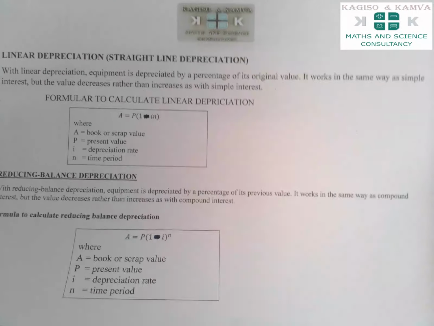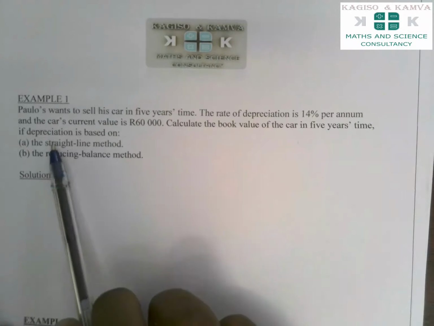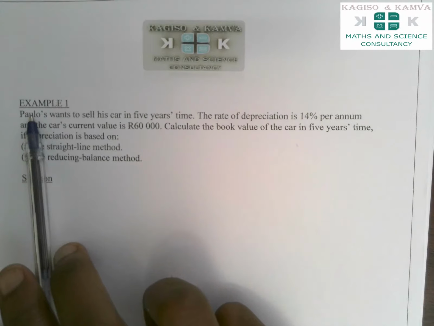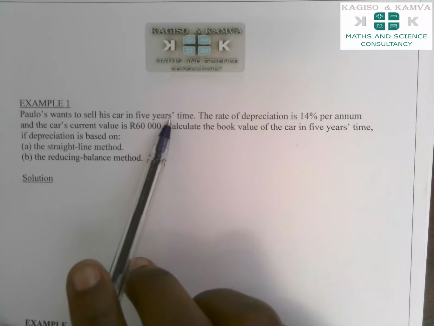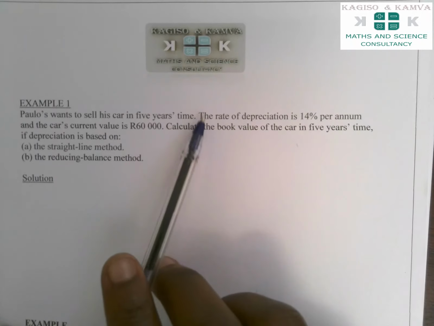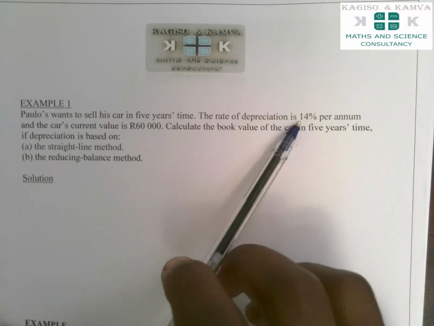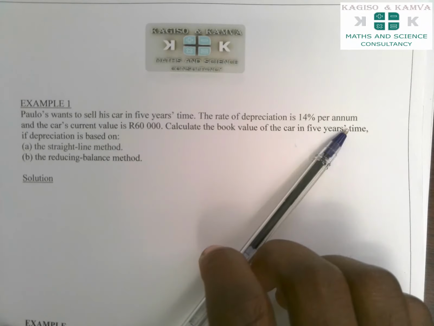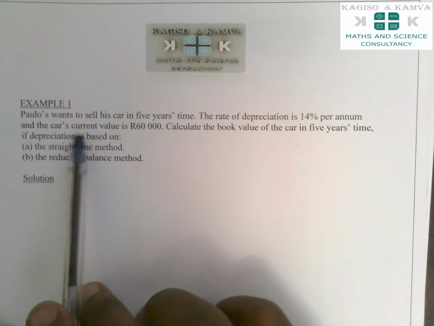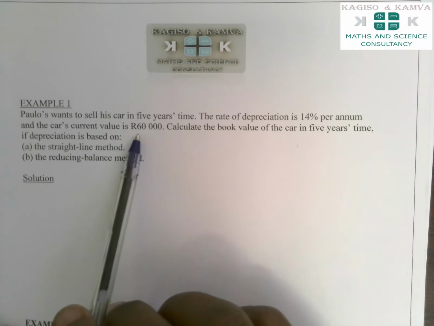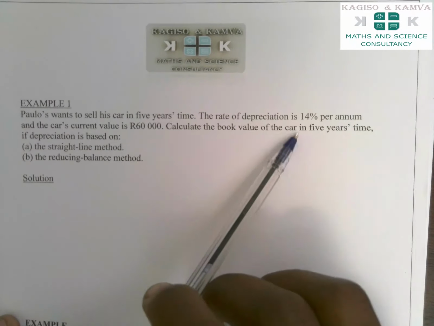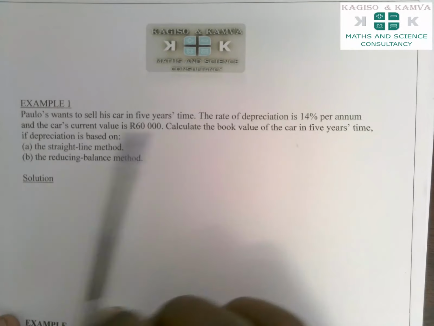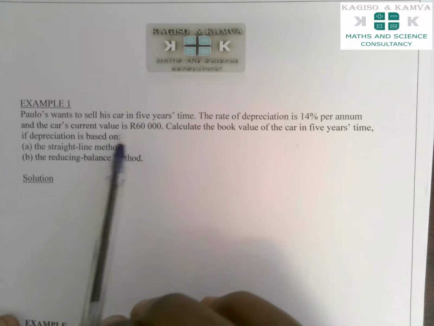Now let us do examples. Example 1. Paulos wants to sell his car in 5 years time. The rate of depreciation is 14% per annum, and the car's current value is 60,000. Calculate the book value of the car in 5 years time if depreciation is based on.